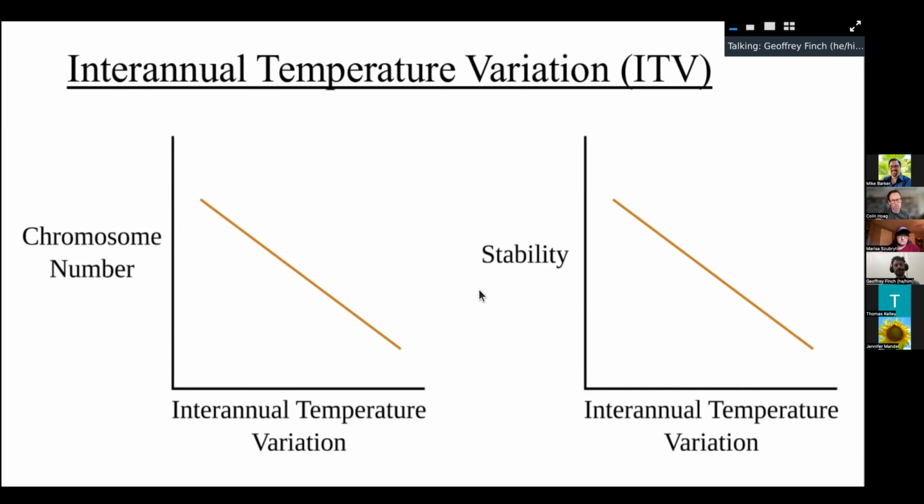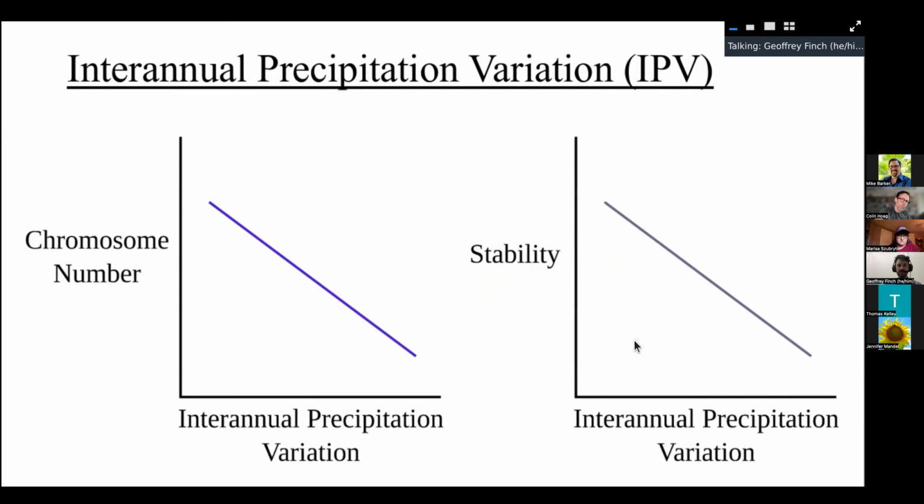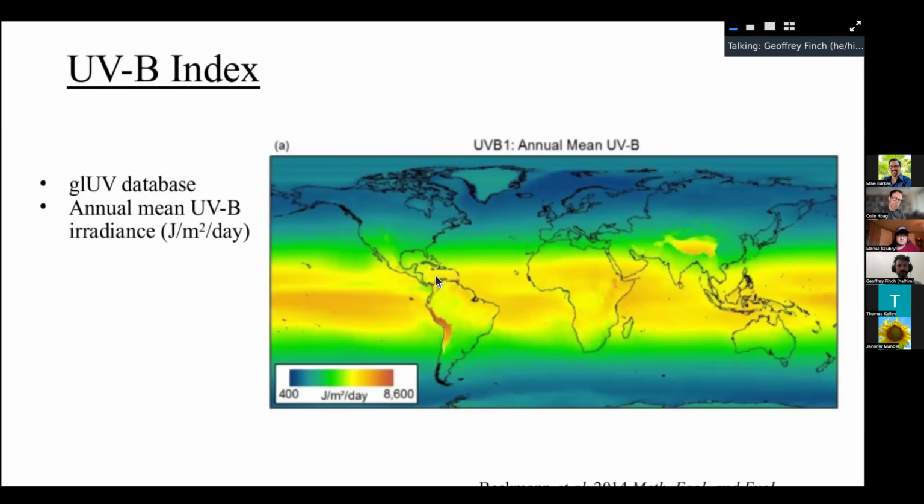Whereas the interannual temperature and precipitation variations are a little more intuitive. Higher variation indicates a less stable habitat, right? There's a less predictable temperature regime. And so we would expect lower chromosome numbers in those highly variable environments for both temperature variation and the same relationship for precipitation variation. And then for UVB index, I took that from the GLOVE database as annual mean UVB irradiance.